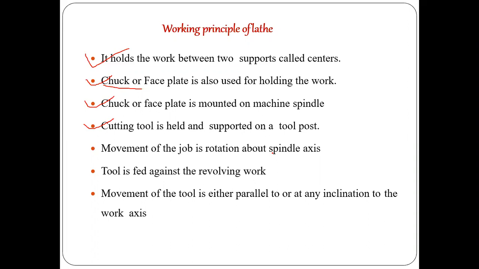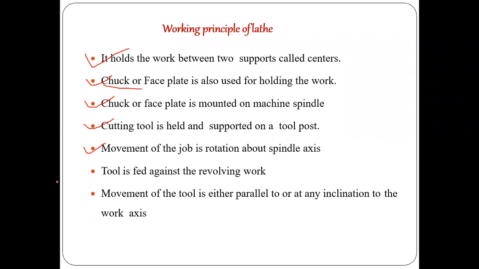To avoid the deflection, we give some support in the other direction, so that when it is rotating it does not bend. But it is not holding; the tailstock is simply touching the workpiece and giving some support. So in between these two, your workpiece is held and rotating. The movement of the job is rotation about the spindle axis. As the spindle rotates, your workpiece rotates. The tool is mounted on the tool post, and this tool is giving some feed.